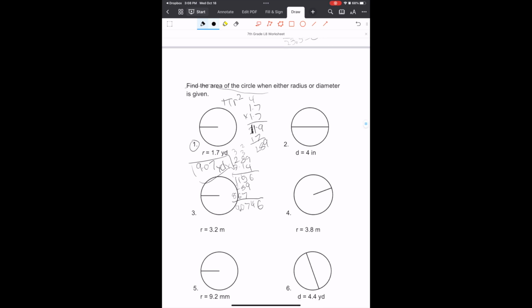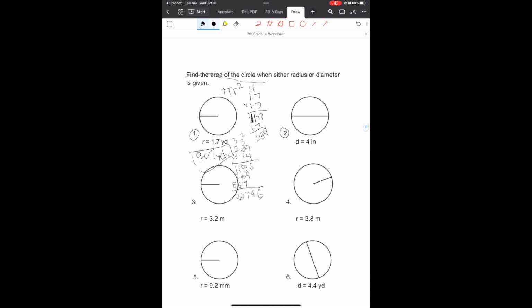Alright, and then we'll do number 2 as well. The diameter is 4. That means the radius would be 2, since we're cutting this in half. So this is just going to be pi r squared. 2 times 2 is 4, which really works out here. So 3.14 times 4, then 2 decimal places. Your answer would be 12.56 inches squared. I forgot to mention, since this is area, remember it's going to be squared. So yards squared, inches squared.